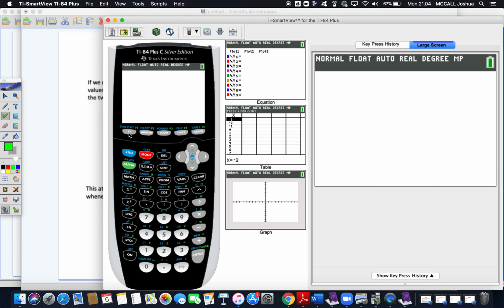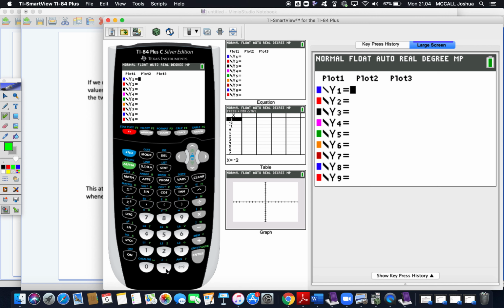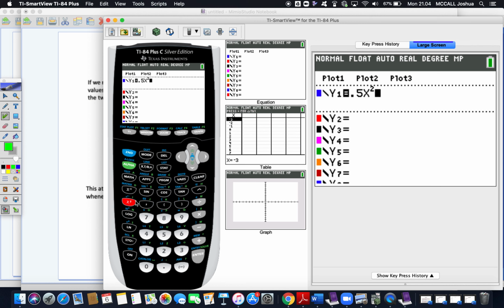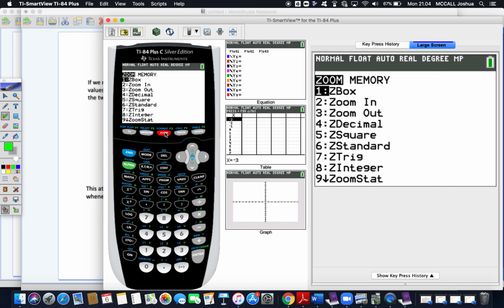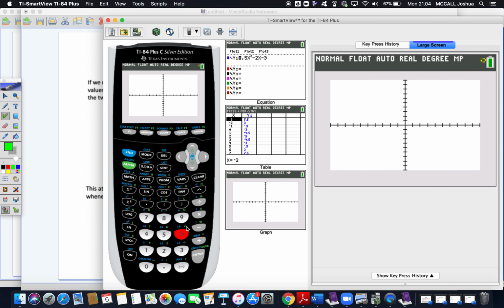Right, so our first one, we had a blank screen. I'm going to go to y equals, and our first equation that we just had there is 0.5 x squared minus 2x minus 3. And the first thing I usually do is I just hit zoom, and then I go to option 6. Alright, zoom standard, or just press 6. Right, that's going to give me a picture of my graph.